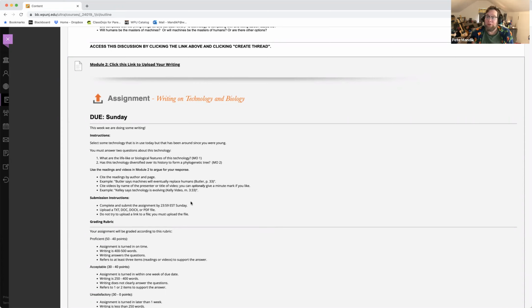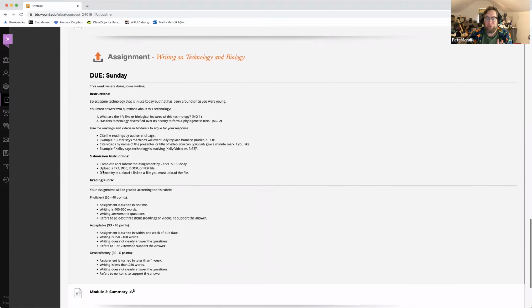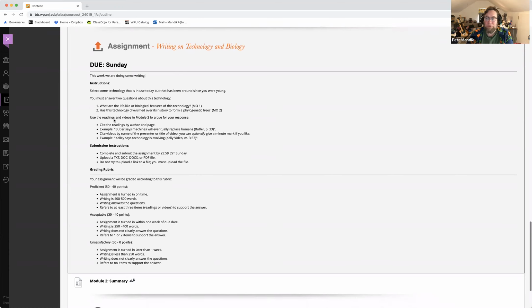Meaning, do I have to avoid words like I and me? That's a good question. But now let's think about what the requirements are for the assignment and how the assignment's going to be graded. So if you look in the instructions here in module 2 for the writing assignment, you'll see there's explicit instructions. You must answer 2 questions about this technology. It says you have to use the readings and videos in module 2 to argue for your response. So this is telling you what you have to do.